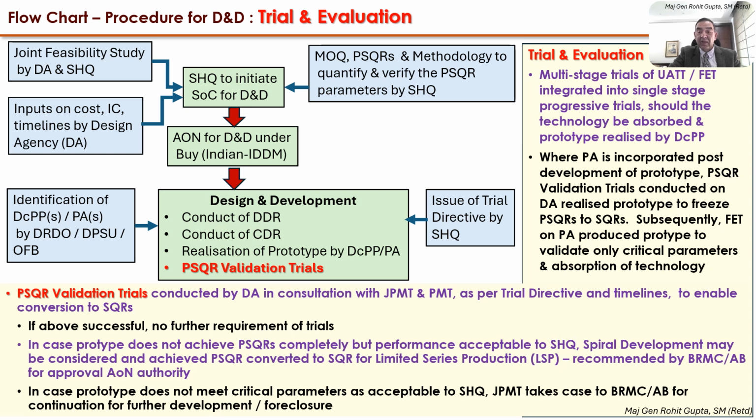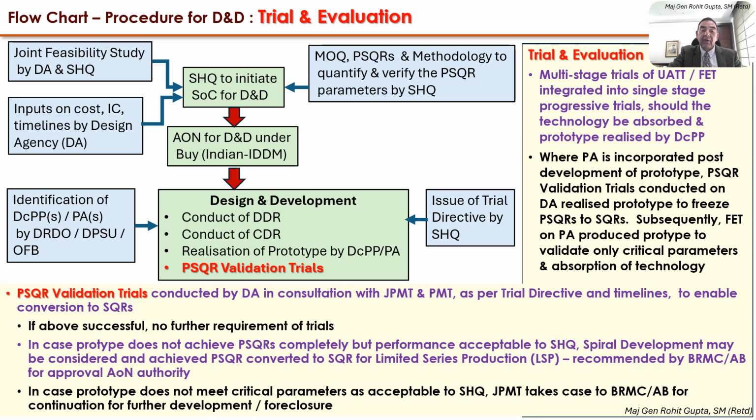And at this stage, the successful PSQRs are converted into SQRs on the DA realized prototype. Subsequently, when the production agency concerned, which was not part of the design phase and the development phase, comes into being for producing the product, then the PA produced prototype can be validated only for critical parameters, to assess whether the absorption of technology of the DA produced prototype has been correct or not.